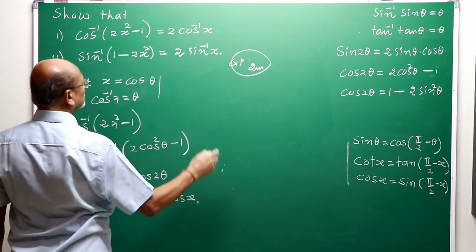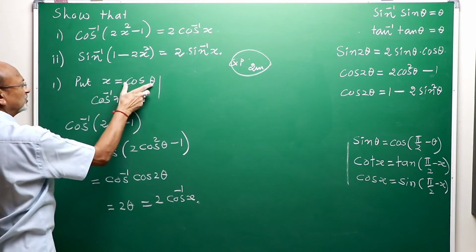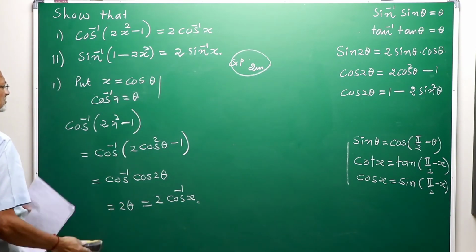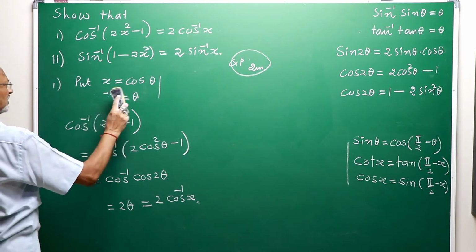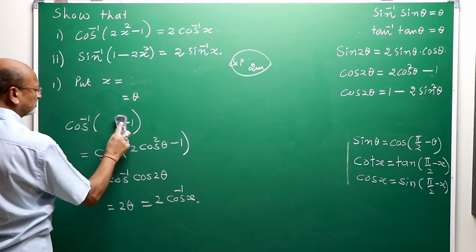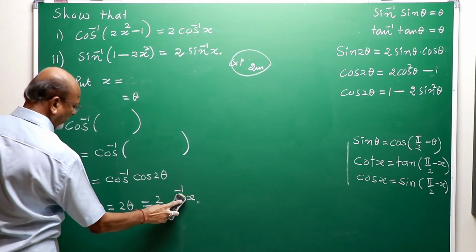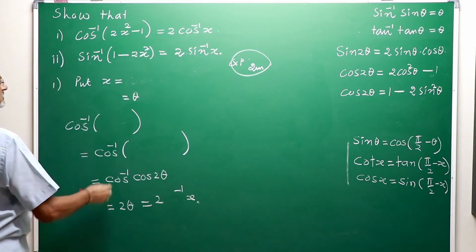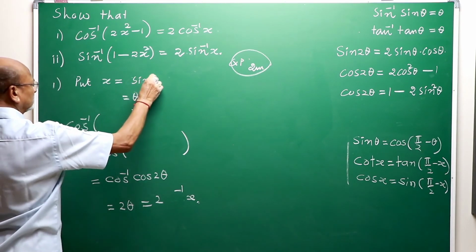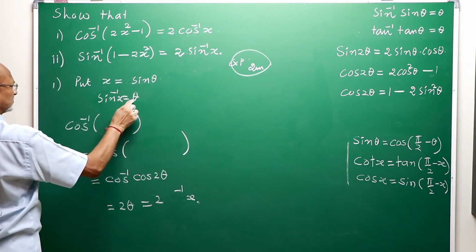Tell me what is the difference. Instead of cos inverse, you have sin inverse. Then what is the change here? Instead of x equal to cos theta, put x equal to sin theta. That is the change. Right, friend. Put x equal to sin theta. Yes, friend. When RHS is sin, x is sin. Bring this side: sin inverse x is theta.